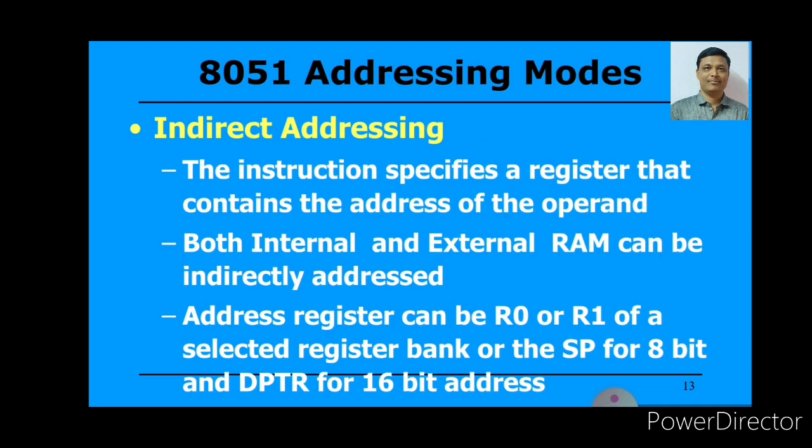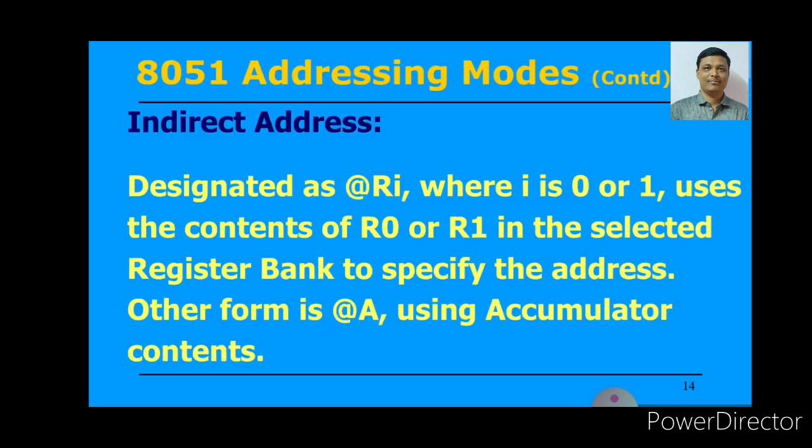The next addressing mode is indirect addressing mode. In this mode, the instruction specifies a register that contains the address of the operand. Both internal and external RAM can be indirectly addressed in this mode. The address register can be R0 or R1 of a selected register bank, or the stack pointer for 8-bit addresses, and DPTR for 16-bit addresses.